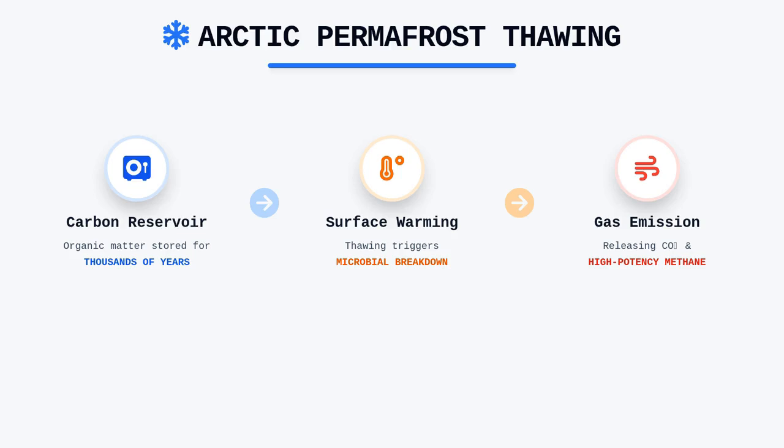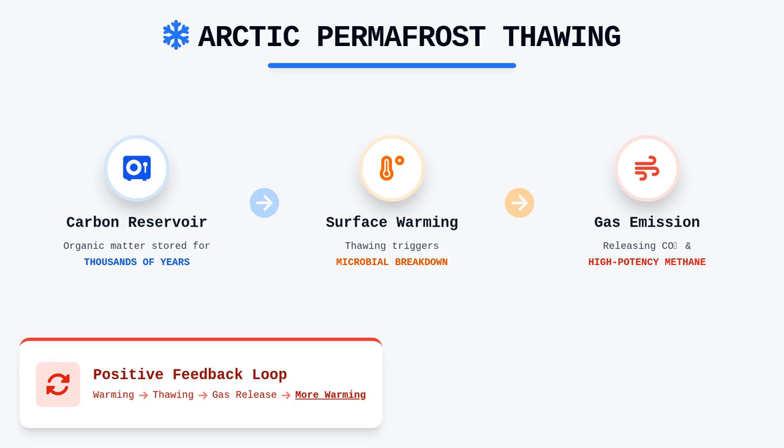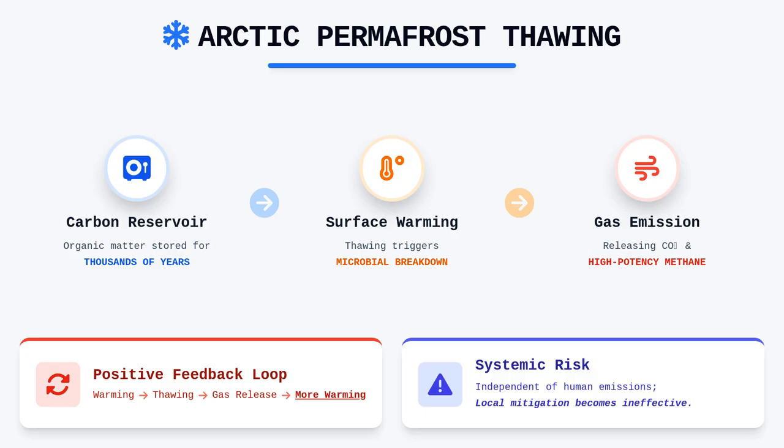over shorter time horizons. Once the permafrost begins to thaw on a large scale, the released greenhouse gases drive even more warming, which causes further thawing. This runaway positive feedback loop is difficult to reverse because the planetary system no longer relies solely on anthropogenic emissions to drive temperature increases. You should recognize this as a systemic risk because the geographical scale makes local mitigation efforts ineffective once the process reaches a certain level of intensity.